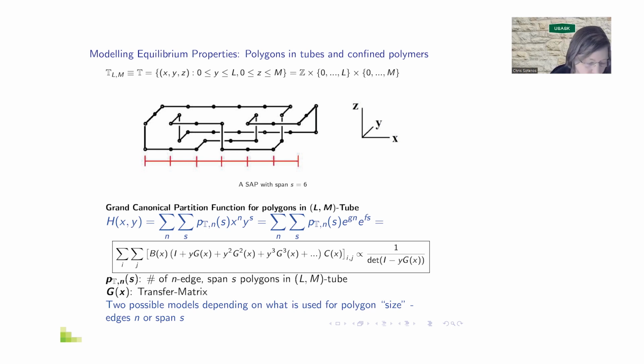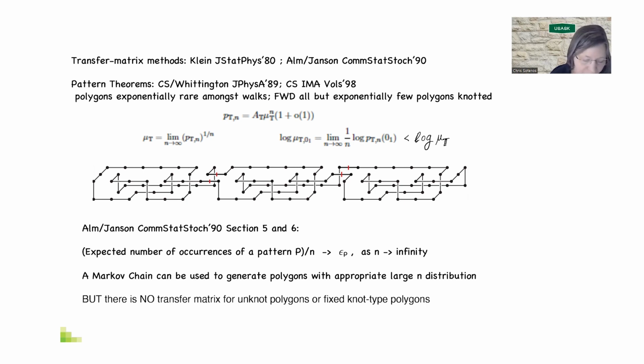And then the partition function, in statistical mechanics terms, or the generating function for these counts, the number of polygons with n edges and span s, can be obtained from the transfer matrix. You can write this as a sum, where G is the transfer matrix here, B is the start matrix for the options at the beginning of the polygon, and C is the end matrix for the options at the end of the polygon. And because this is proportional to 1 over this determinant, the radius of convergence of this power series is related to the eigenvalues of the transfer matrix. Also you can get asymptotic properties of these counts from the eigenvalues. So actually the mathematical theory for the total counts is that you can get a lot from the transfer matrix.